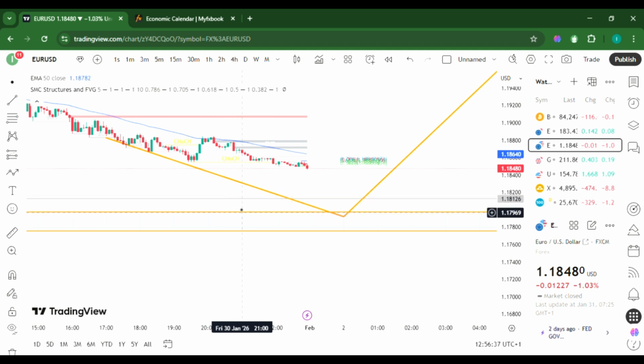This strategy works, but only if you understand the liquidity trap I mentioned earlier. If you don't know where the stop losses of retail traders are sitting, you are the liquidity.